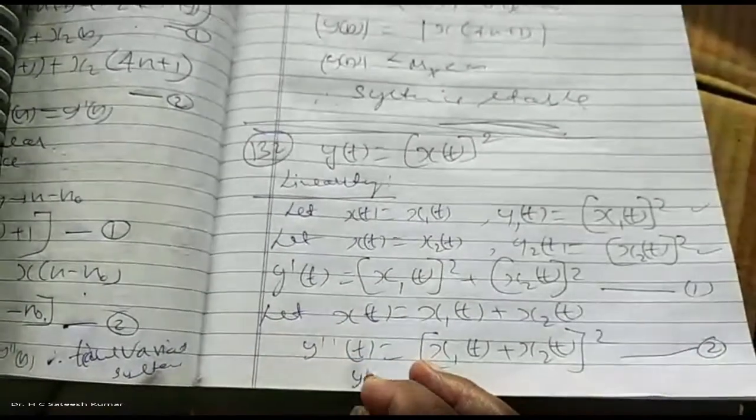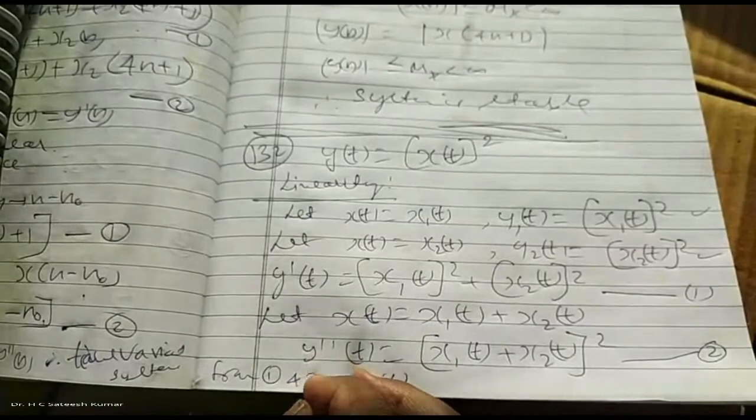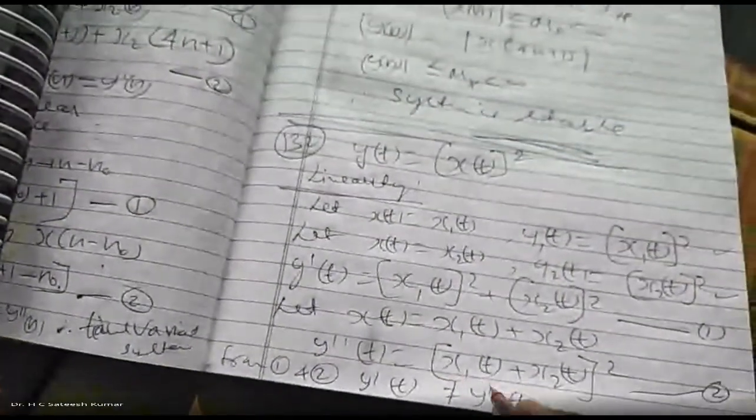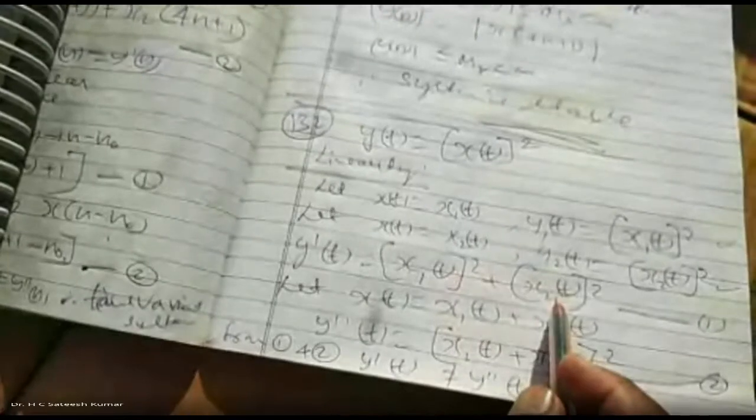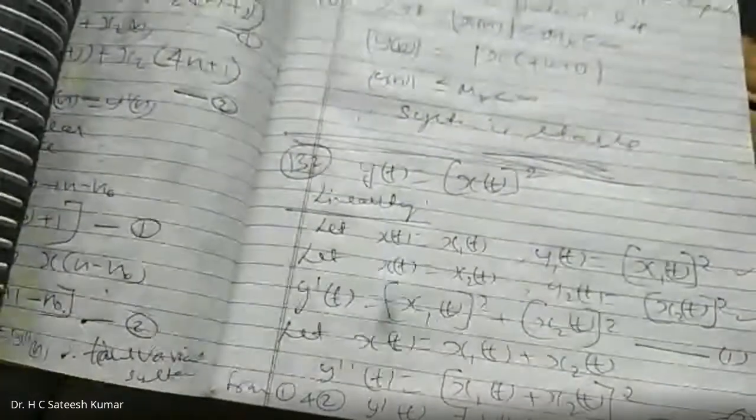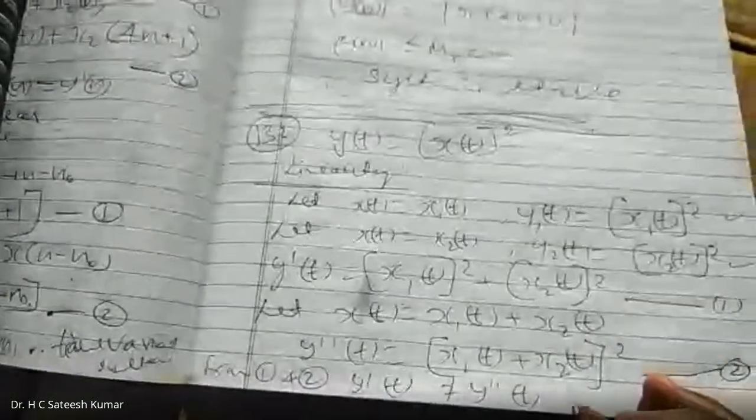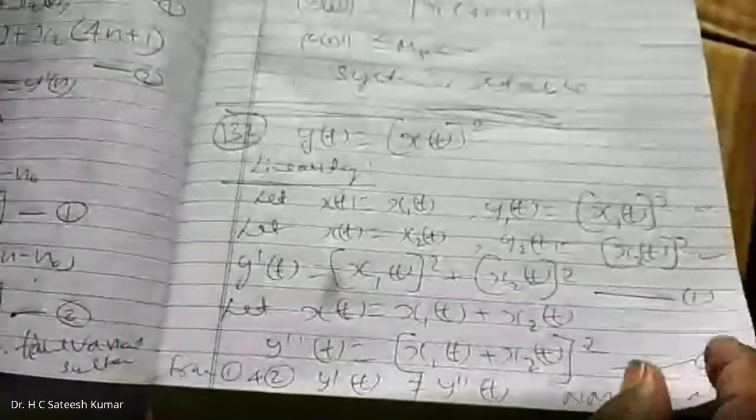So, y dash of t from 1 and 2. From 1 and 2, what can you understand? y dash of t is not equal to y double dash of t, because x1 of t plus x2 of t whole square is not equal to x1 squared of t plus x2 squared of t, because a plus b whole square is not equal to a square plus b square. It is equal to a square plus b square plus 2ab. Hence, these two are not equal. System is non-linear. So that is the first one.